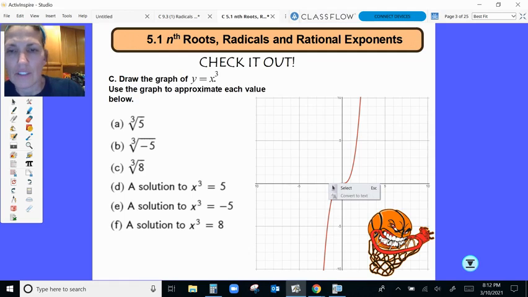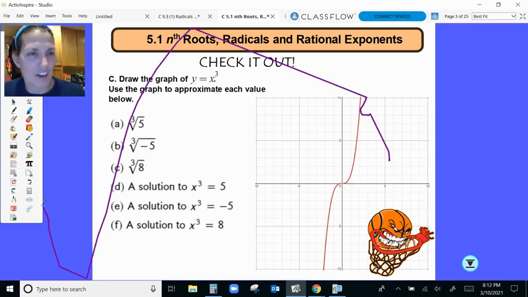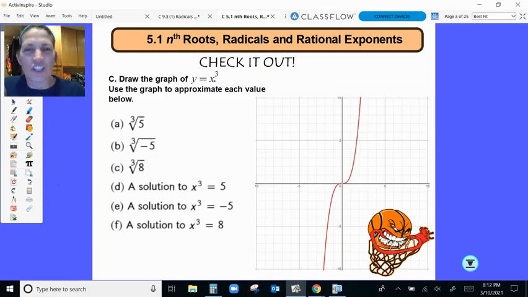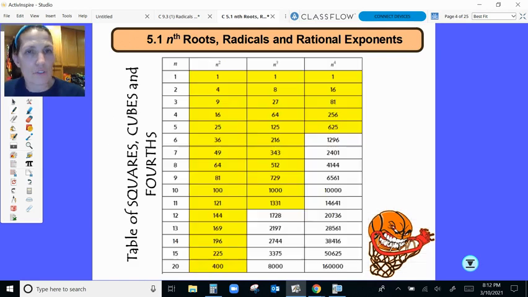Cube root of 8. I don't know what's happening to my pen right now. Let's go back here. Cube root of 8. So if I come up here to 8, right here, and come down here, my cube root of 8 is 2. So that gives you a little visual for what we're talking about with roots, roots and cube roots.